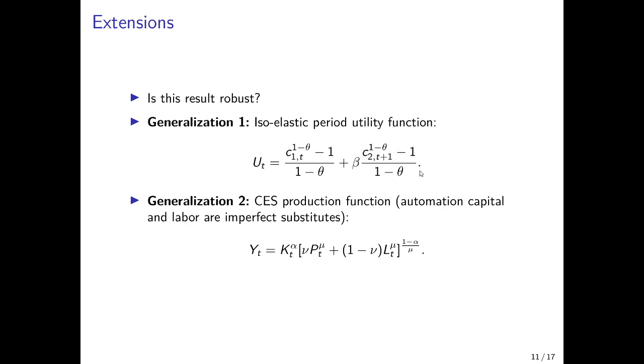And therefore, substitution effects and income effects do not necessarily cancel each other off. So we can have the effect that the interest rate has impacts on the consumption savings decision of households. And in addition, the second modification is that we allow for a more general constant elasticity of substitution production function, where automation capital and labor are imperfect substitutes and not necessarily the perfect substitutes that we used in the strict interpretation of the term automation.